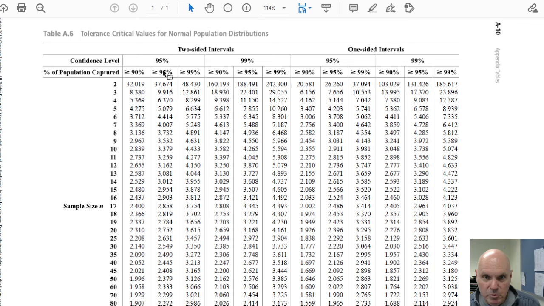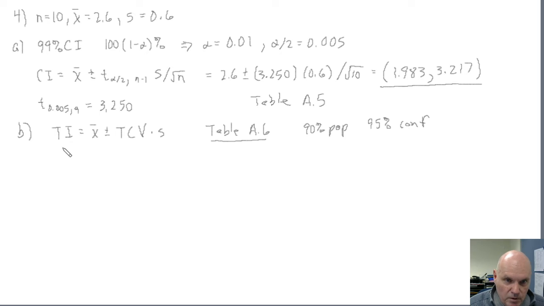Confidence level 95%, 90% of the population, and then this is actually the sample size, not 1 minus the sample size, but the sample size. So our sample size is 10 for 90% of the population, 95% confidence. So this is the value we want, 2.839. Okay, that is the tolerance critical value. So going back to the whiteboard, from this table, we've got this tolerance critical value is 2.839.